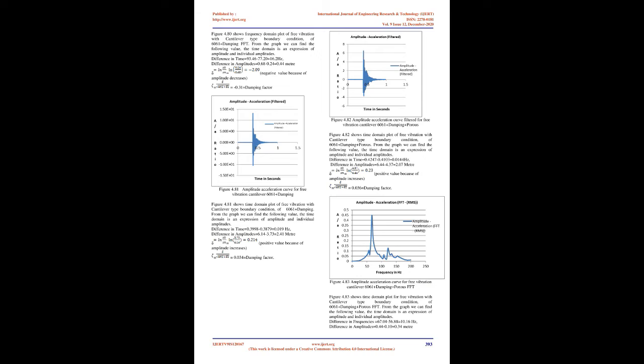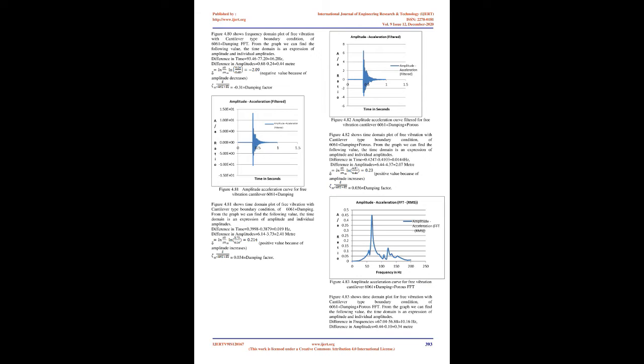Figure 4.84 shows time domain plot of free vibration with cantilever type boundary condition, of 6061 plus porous FFT. From the graph we can find the following value. The time domain is an expression of amplitude and individual amplitudes. Difference in frequency equals 94.47-78.22 equals 16.25 Hz. Difference in amplitudes equals 0.3074-0.1451 equals 0.1623 meter. D equals 6.28, negative value because of amplitude decreases.